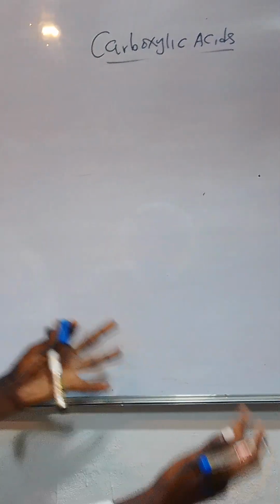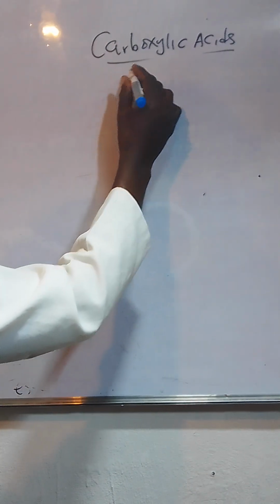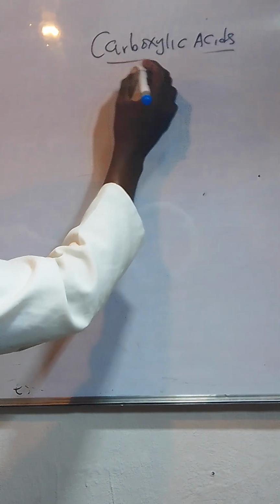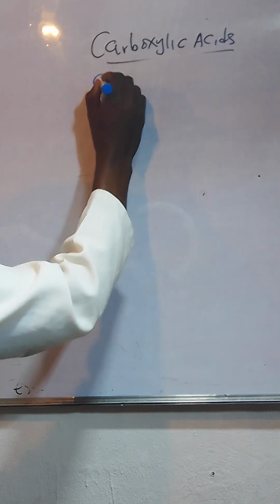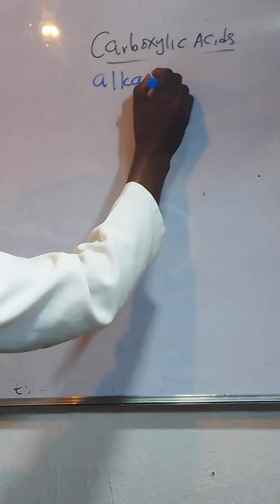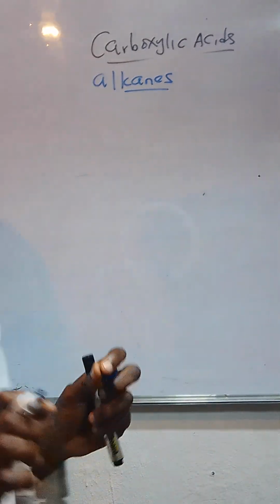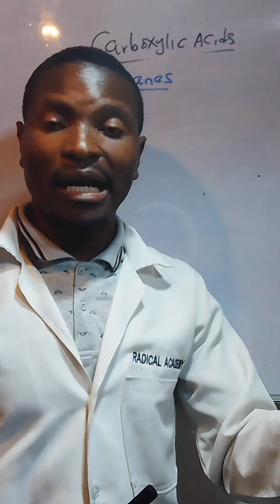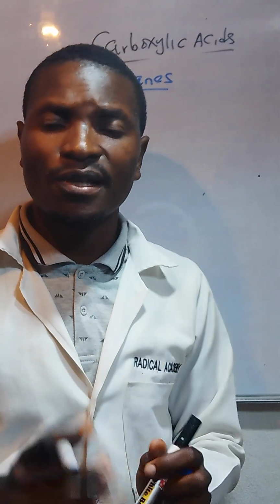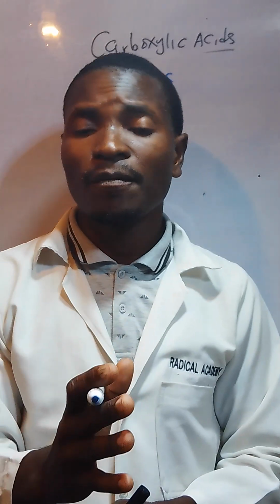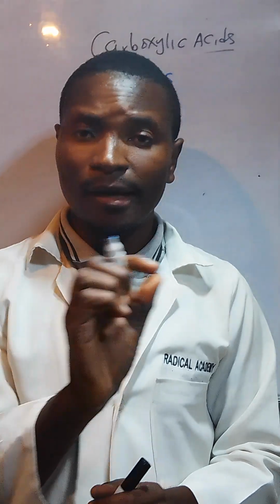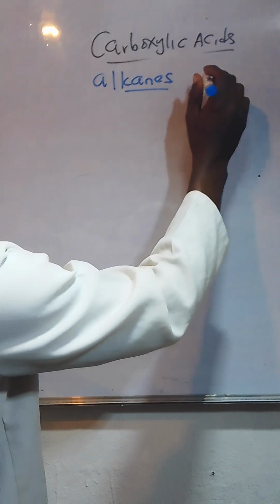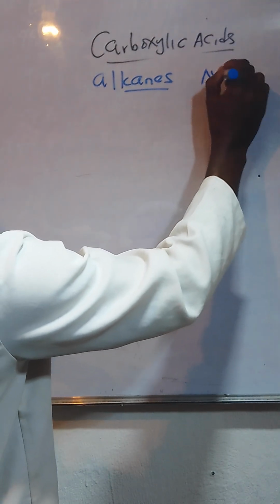Once we have understood the functional group, we understand that the carboxylic acids are derived from what are called the alkanes. They are derived from the alkanes, meaning the kind of bonds that will exist between carbon and carbon will just be a single bond. And then also, their names.